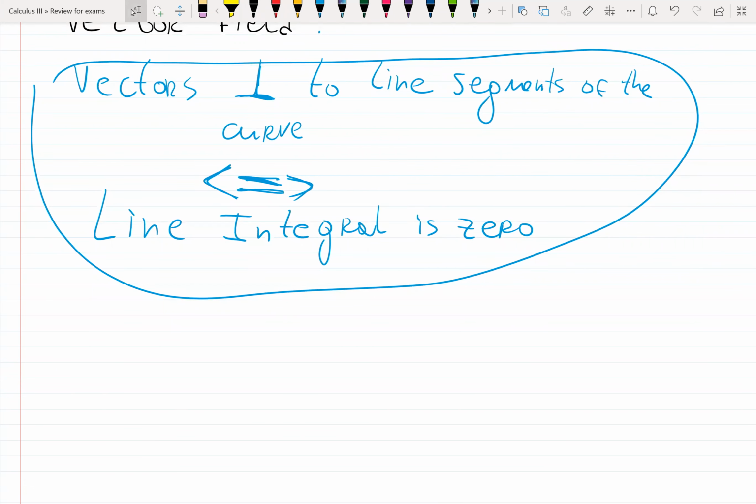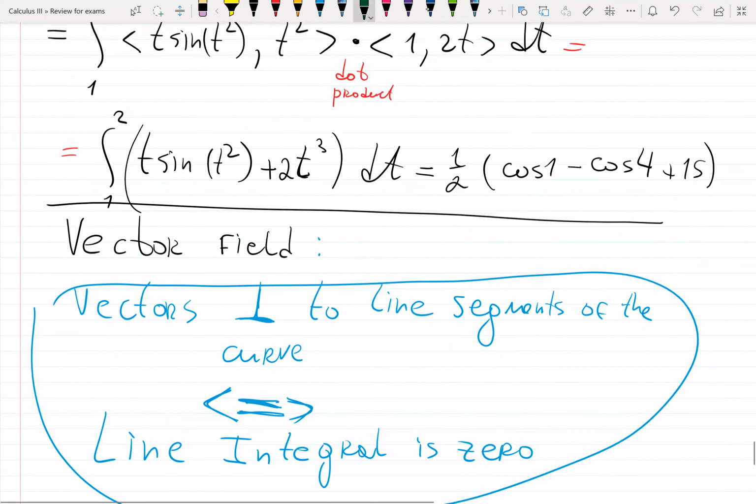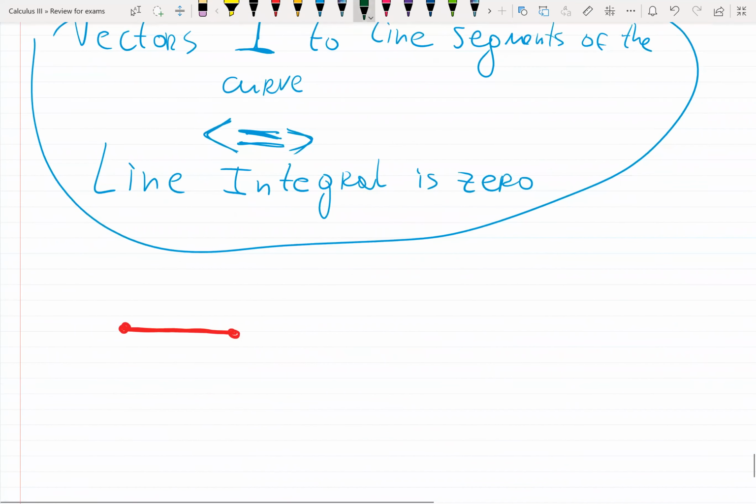Let me give you an example where it really makes sense. You are running through the wind from here to here and back. Actually, you can always imagine back, it doesn't matter. You're running on this little piece, but the wind, those are the vector fields, right?